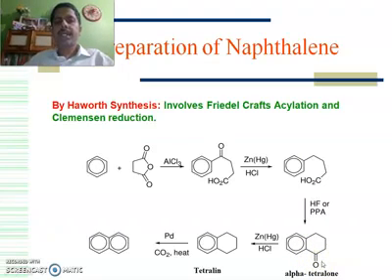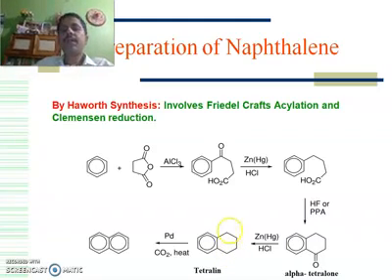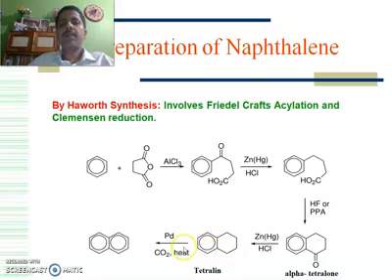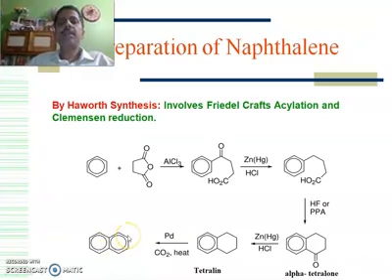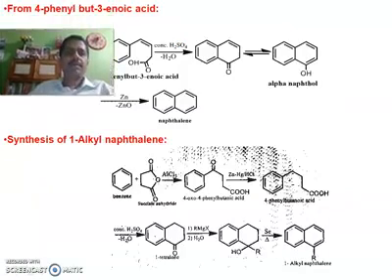Now this alpha tetralone is again a ketonic compound. You can do another Clemmensen reduction so that this carbonyl gets converted into the CH2 group. Now this particular compound, where there is no double bond in the second ring, is known as tetralin. Now if we do aromatization of this compound tetralin by using palladium and heat, we get this ring aromatized. So this is the overall Haworth synthesis by which we can easily synthesize naphthalene. Let us move to another method.